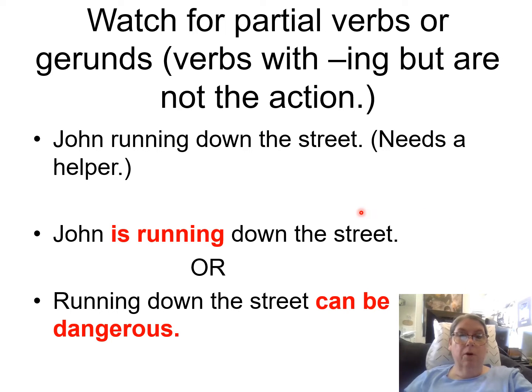So watch out for partial verbs, or what we call gerunds. Those are verbs with ing, but they're not the action. In fact, a gerund's a noun. John running down the street. This needs a helper right here. I don't know when John is running or whether he was running. As you can see down here in the correction, John is running down the street indicates it's happening now.